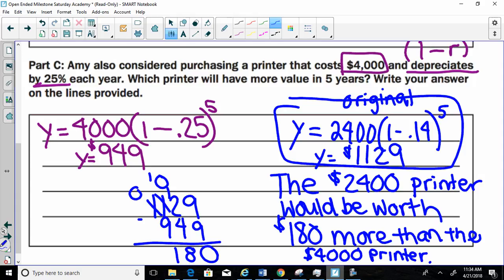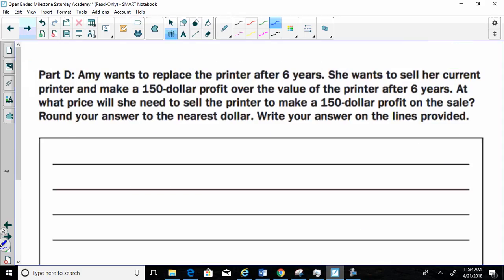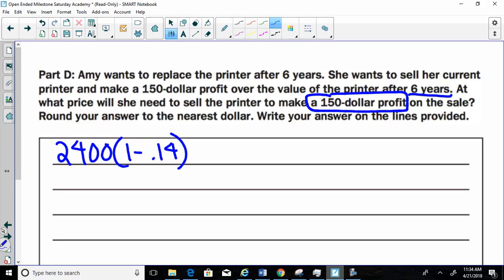Alright, last part. And I'll put this up at the end. Amy wants to replace the printer, that original printer, the $2,400 one. So this equation. She wants to sell her current printer and make a $150 profit over the value of the printer after 6 years. So after 6 years. At what price will she need to sell the printer to make a $150 profit? Round your answer to the nearest dollar and write your answer on the lines provided.